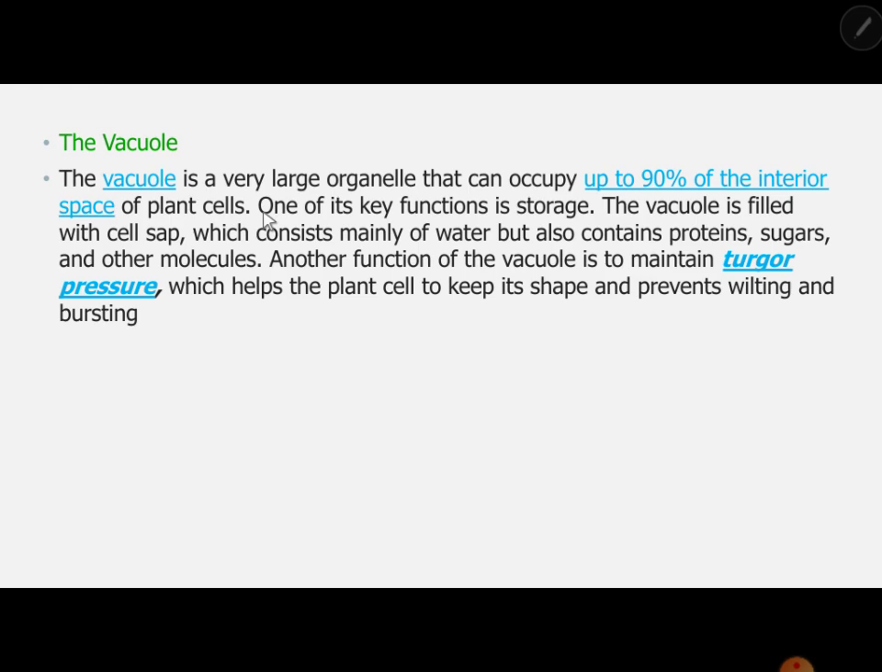The vacuole is a very large organelle that can occupy up to 90% of the interior space. One of its key functions is storage. The vacuole is filled with cell sap, which consists mainly of water but also contains proteins, sugars, and other molecules. Another function of the vacuole is to maintain what we call turgor pressure, which helps the plant to keep its shape and prevent wilting and bursting. Wilting is a process by which a plant reduces in size due to loss of water. This can be temporary or permanent.